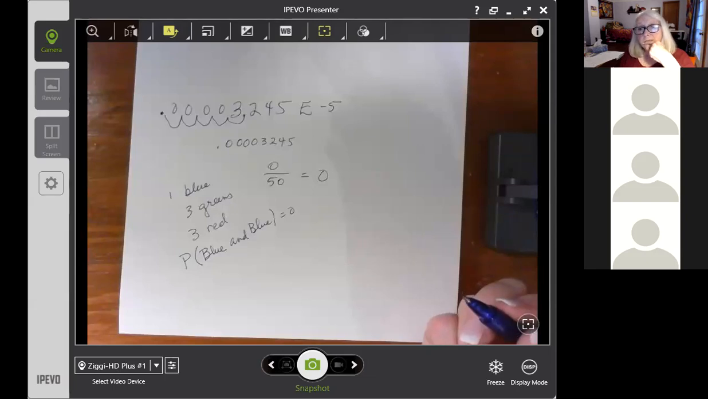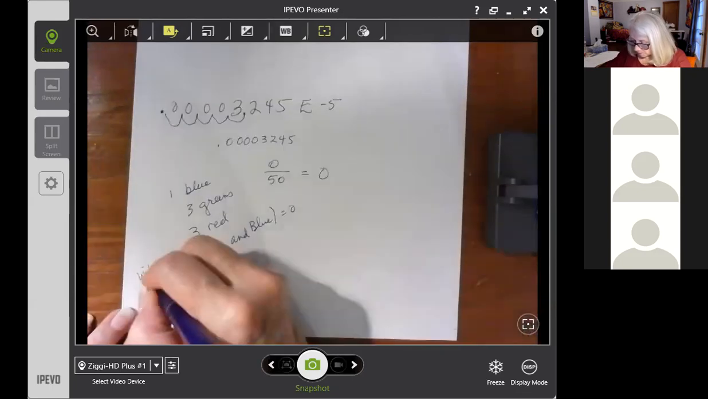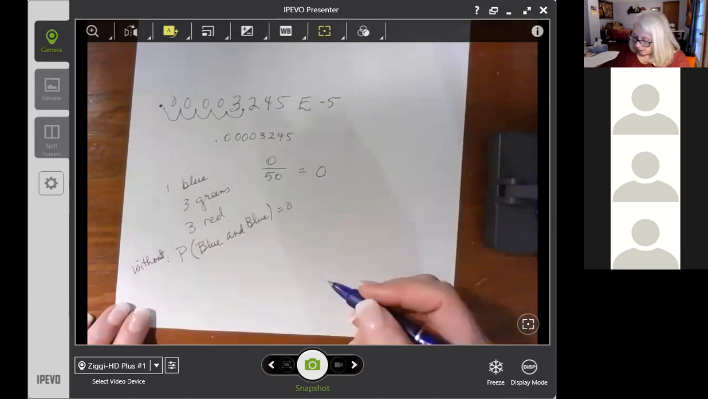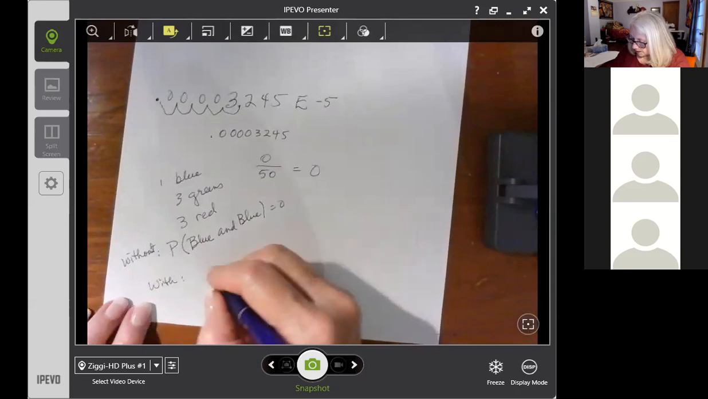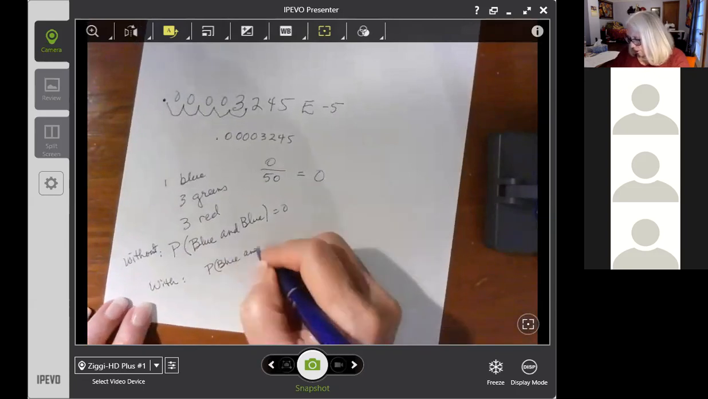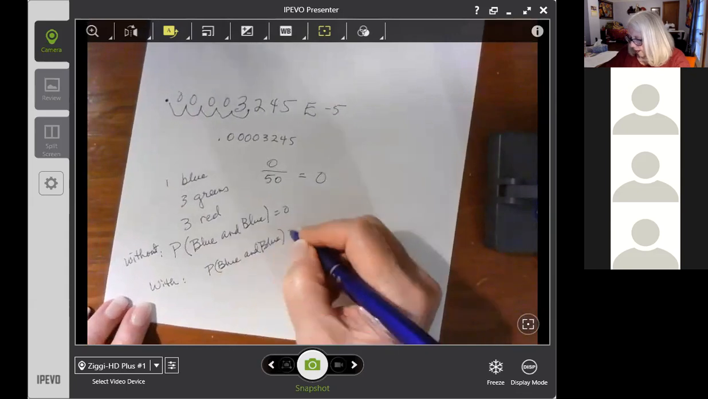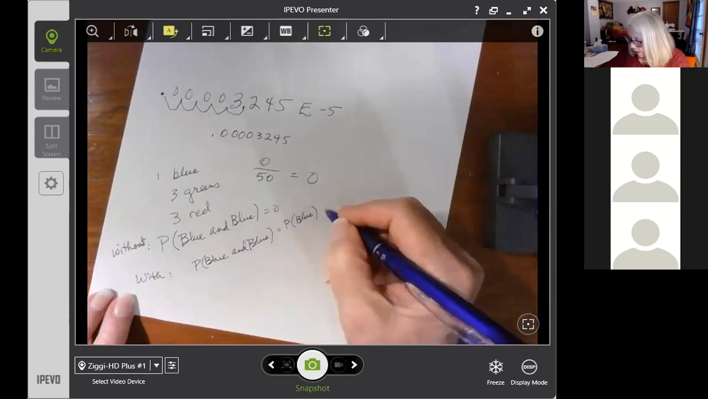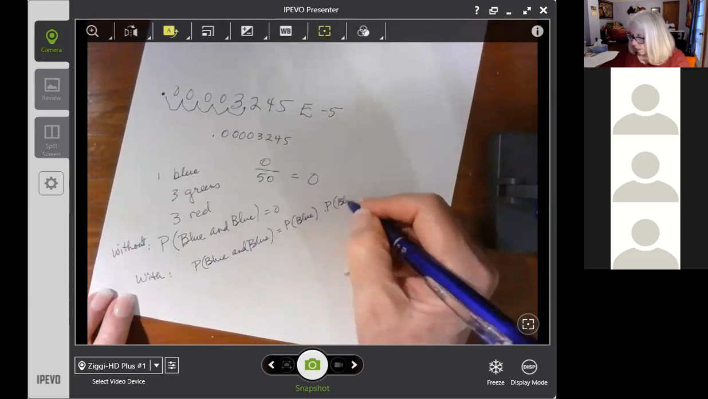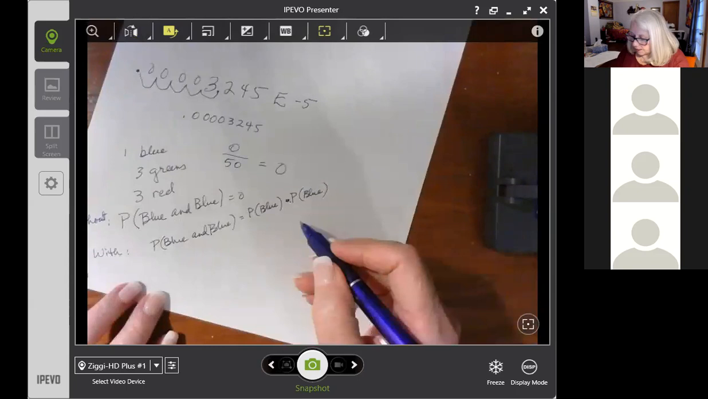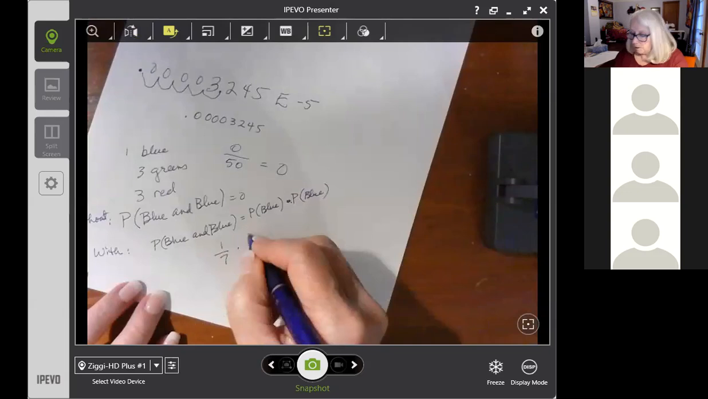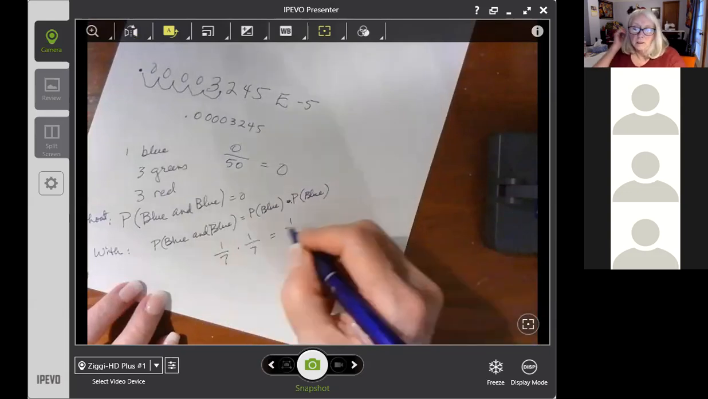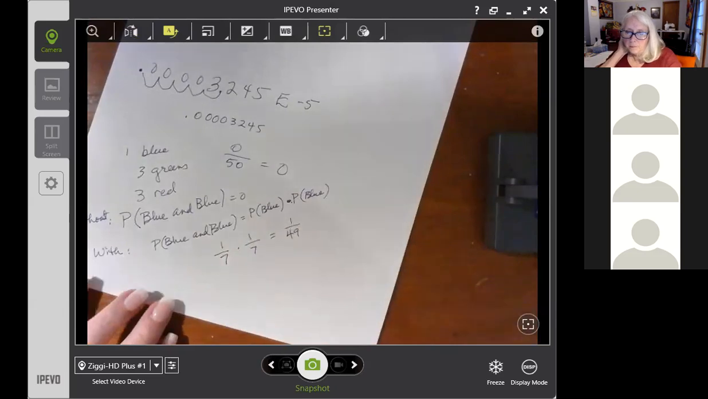Now, the chance of doing it with replacement, so without, it can't be done. With replacement, it could be done, right? Because it is the probability of pulling out a blue one times the probability of, again, pulling out the blue one. But you put the blue one back into the bag. So that would be 1 out of 7 times 1 out of 7, which is 1 out of 49. So that's possible.